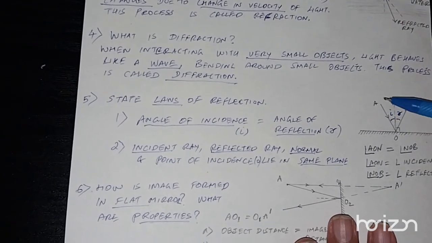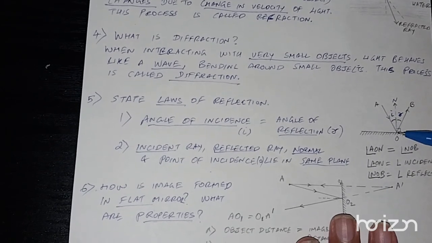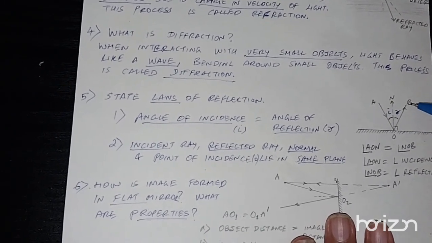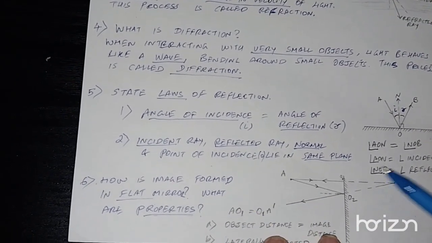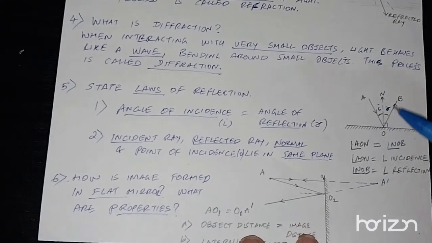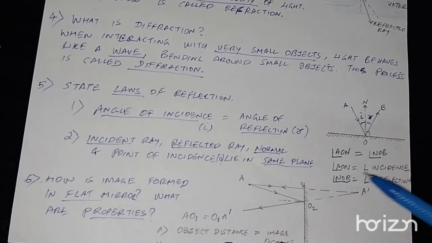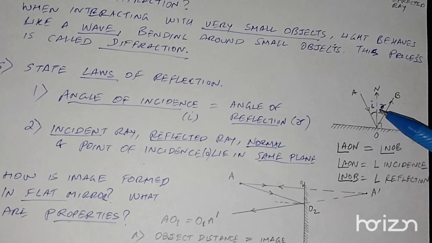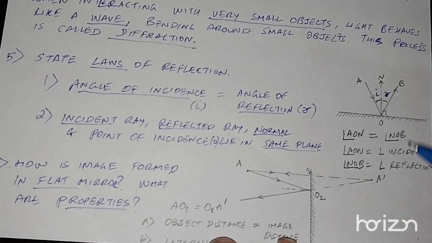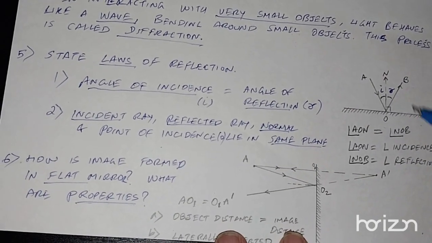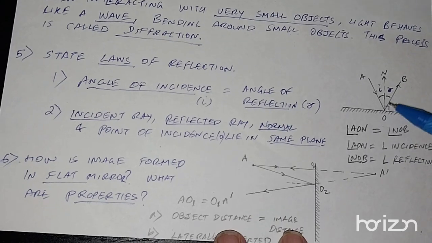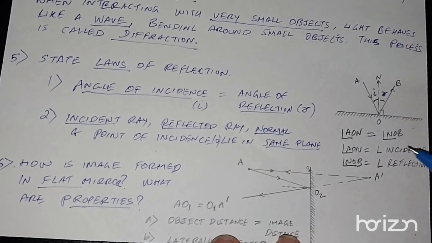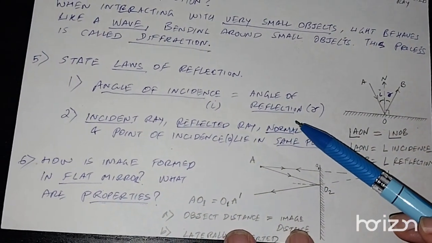So law of reflection says that the angle of incidence is equal to angle of reflection. Okay, and that's what we have written here. Angle AON is equal to angle NOB. Angle AON is equal to angle of incidence denoted by I, and angle of reflection is denoted by R, and I is equal to R is what the law states.